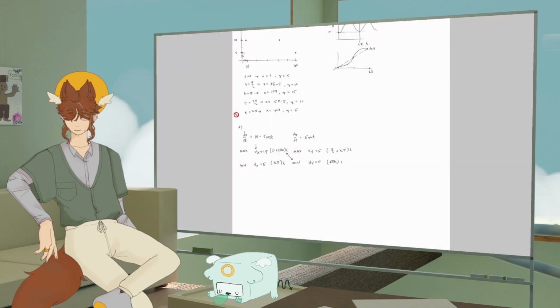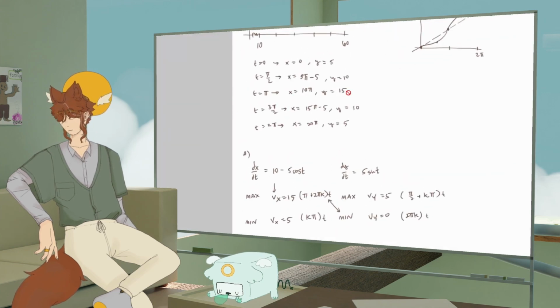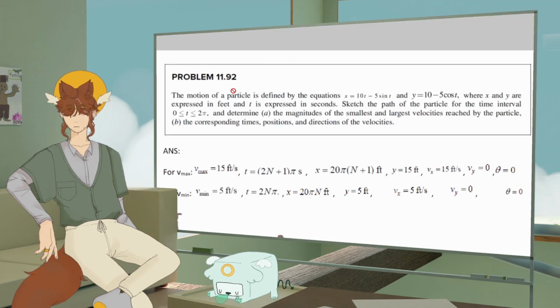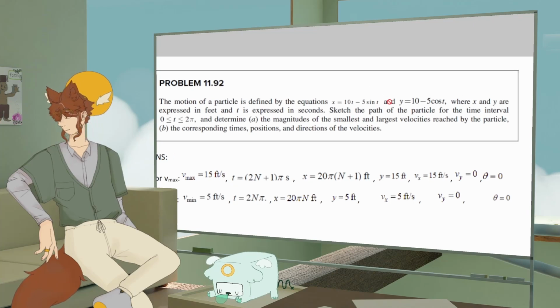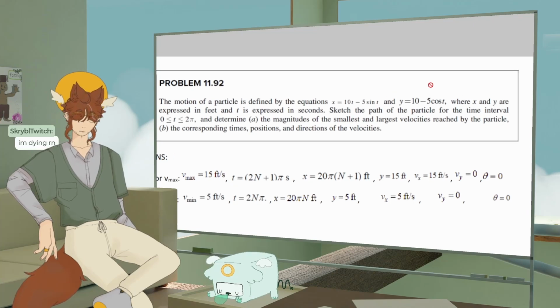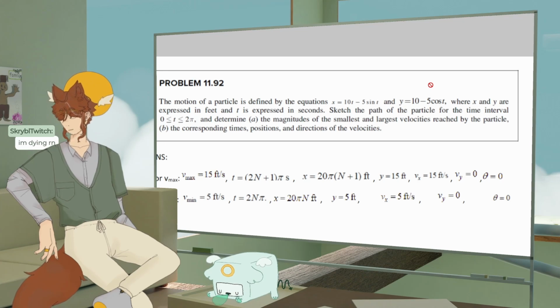What did I have up here? This is what we were doing last time. This problem. We were given some r vector in terms of t, our parameter.